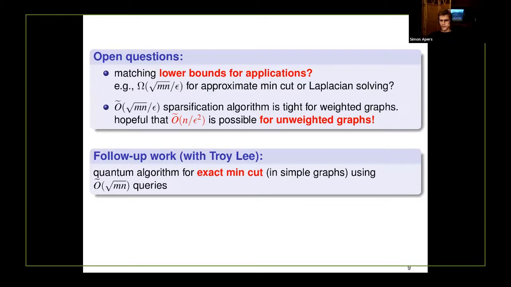Now maybe I'll just briefly mention some follow-up work that will show up on the arXiv later this week. This is work that I did with Troy Lee. We showed that we can also use this quantum sparsification algorithm and do some more work to get a quantum algorithm for exact min-cut. This is only for simple graphs, and the number of queries is tilde square root mn. So we can not only use the sparsification to approximate quantities, but by being a bit smarter, we can also get exact quantities of the original graph.